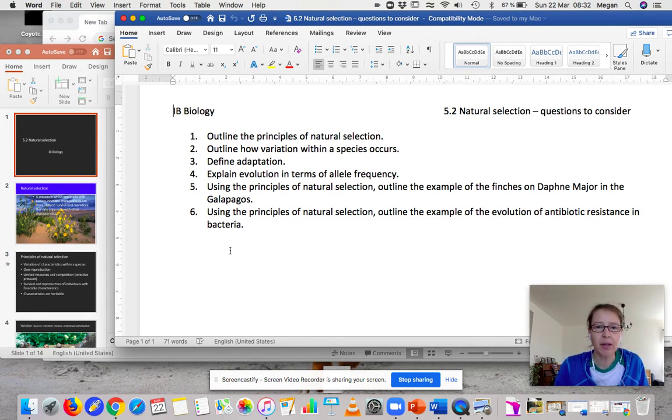And then finally, we're going to look at two very specific examples for natural selection. One is we're going to outline the example of the finches on Daphne Major in the Galapagos Islands. And then we're going to look at the evolution of antibiotic resistance in bacteria. Okay, so let's get started.